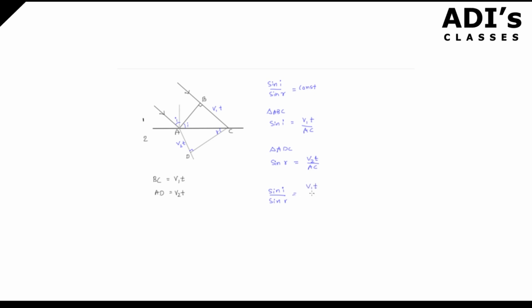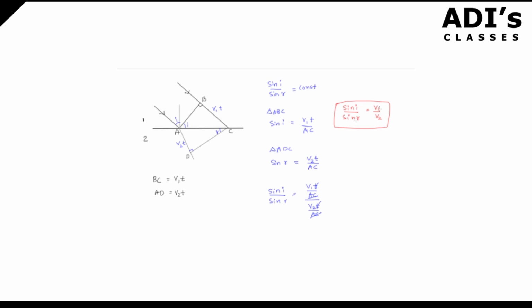So in triangle ABC, consider sine I. Sine I will be V1T divided by AC. Similarly, we'll take triangle ADC. Remember, this angle will also be 90 degrees, just as in ABC. So in triangle ADC, sine of R will be V2T divided by AC.